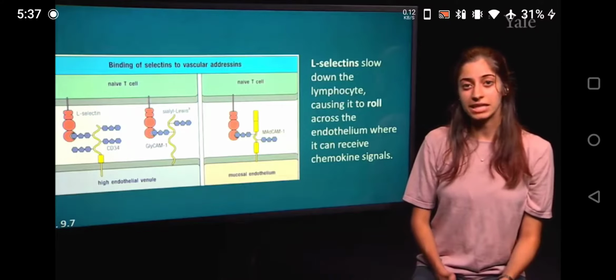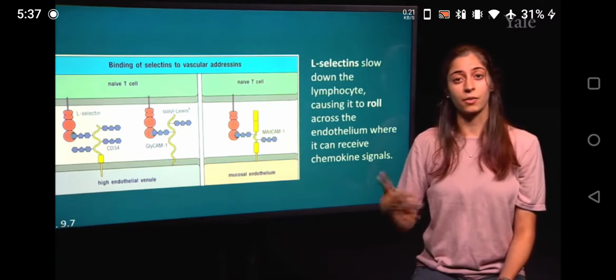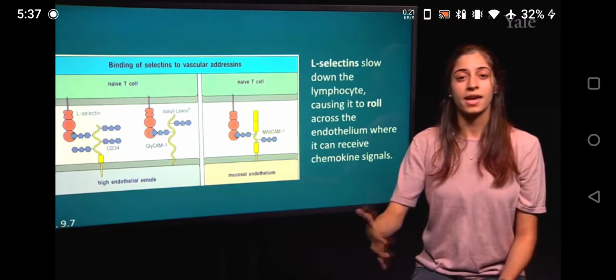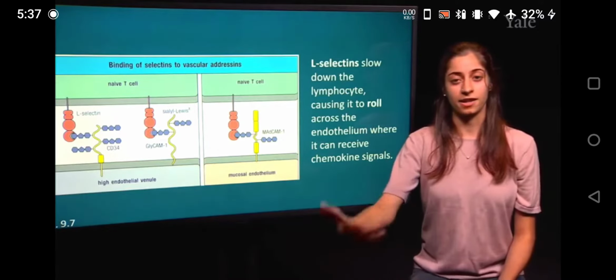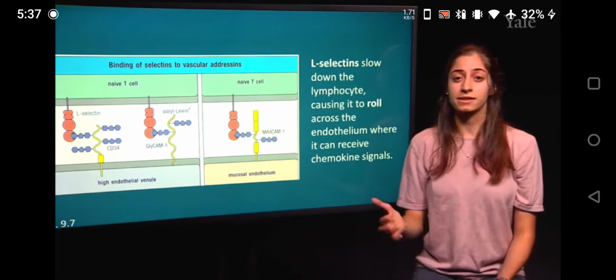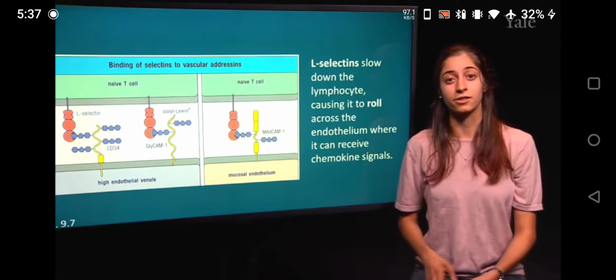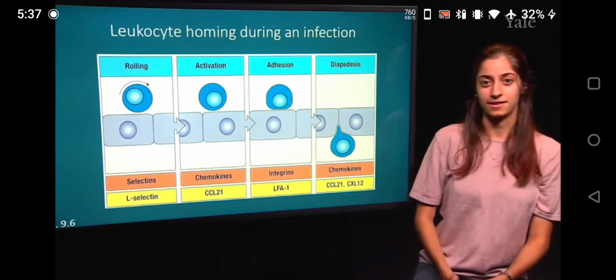Rolling is mediated by molecules on the T cell surface called L-selectins. L-selectins bind to molecules on the endothelial surface like CD34 and GlyCAM-1. This interaction stops the lymphocyte from flowing freely through the blood vessel and allows it to start rolling against the endothelial layer. This first step is important because it slows the lymphocyte down enough that it can start receiving the activating signals that we see in our second step here.